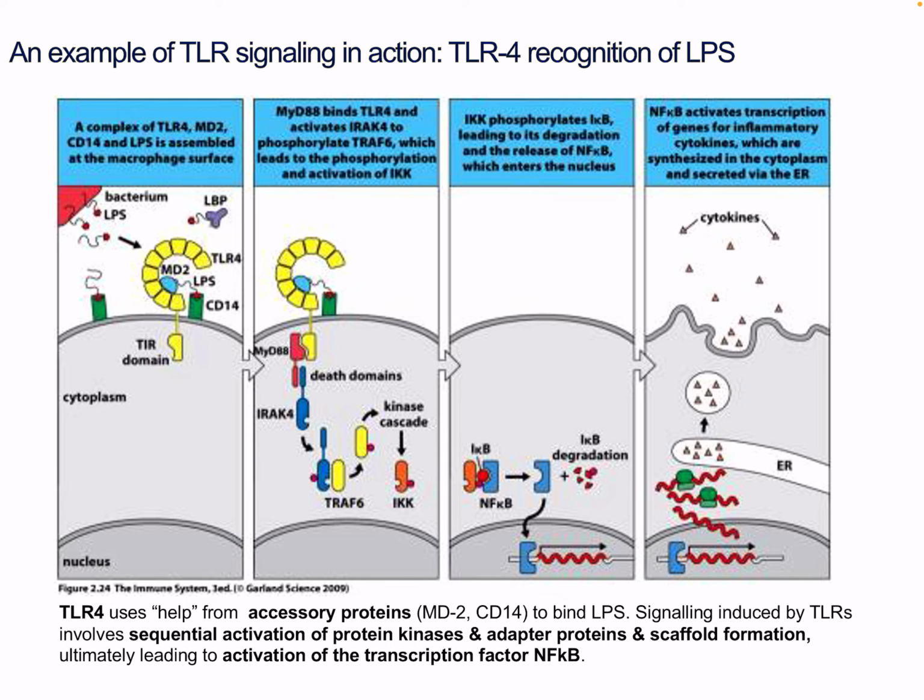So another example of this is our LPS and TLR4 signaling. TLR4 uses help from accessory proteins, including MD2 and CD14, to bind to LPS. This signal is induced by TLRs, involves sequential activation of protein kinases and adapter proteins and scaffold formation, ultimately leading to activation of the transcription factor NF-kappa B.